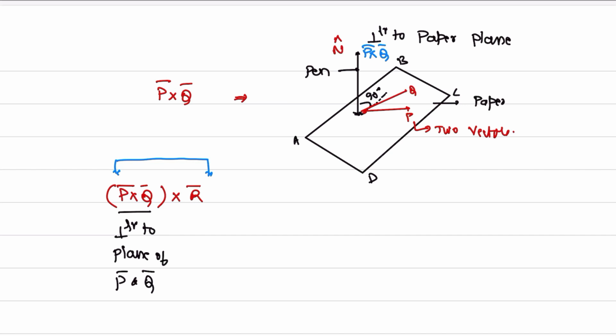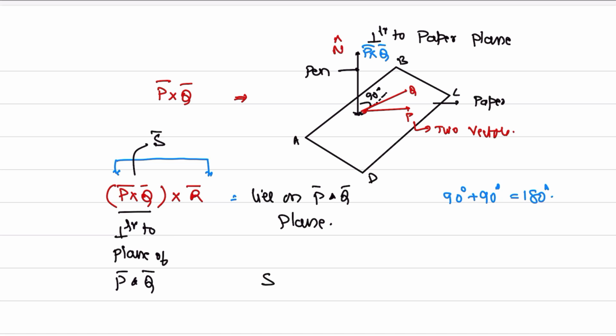Two perpendiculars make parallel. 90 degrees plus 90 degrees is equal to 180 degrees. Two perpendiculars make parallel. That means P cross Q cross R will lie on the P and Q plane. Let me say P cross Q is S. Now S is perpendicular to plane PQ, the plane of P and Q, where P and Q are lying.